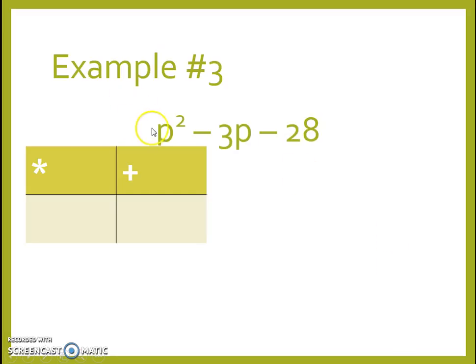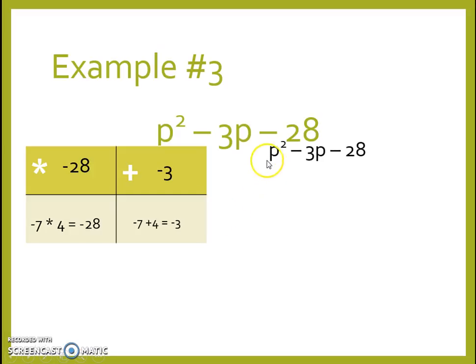Here's another example. Here we have p squared minus 3p minus 28. The greatest common factor here is just 1 between each term, and so we can't take anything out. So we do 1 times negative 28, and that gives me what I need to multiply to get, and then take my middle term and put it on the right side for what I need to add to get. So then what two numbers multiply to be negative 28 but add to be negative 3? Well, this would be negative 7 times 4 is negative 28, and negative 7 plus 4 is negative 3.